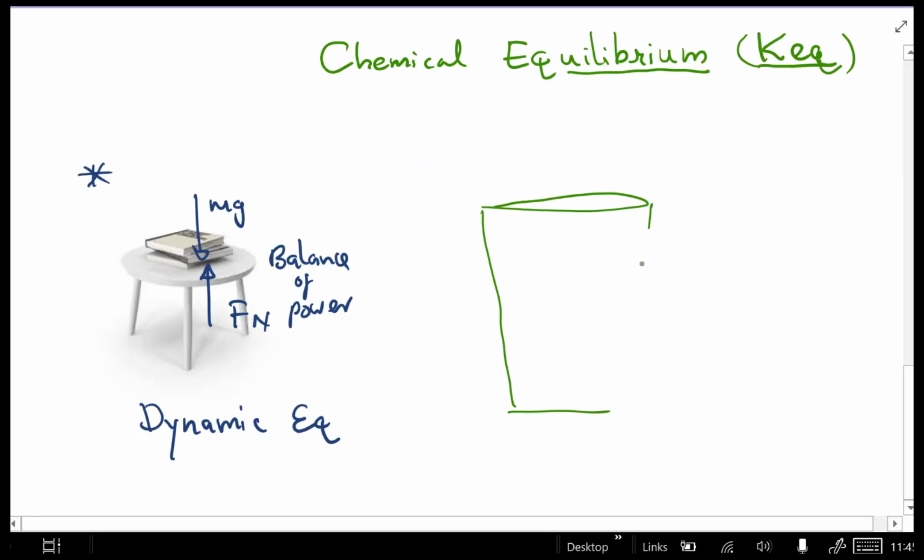Hello there. Let's talk about chemical equilibrium today. First, look at the books on the table. It's a static equilibrium, what is used in physics. But in chemistry, we're going to talk about the chemical equilibrium.